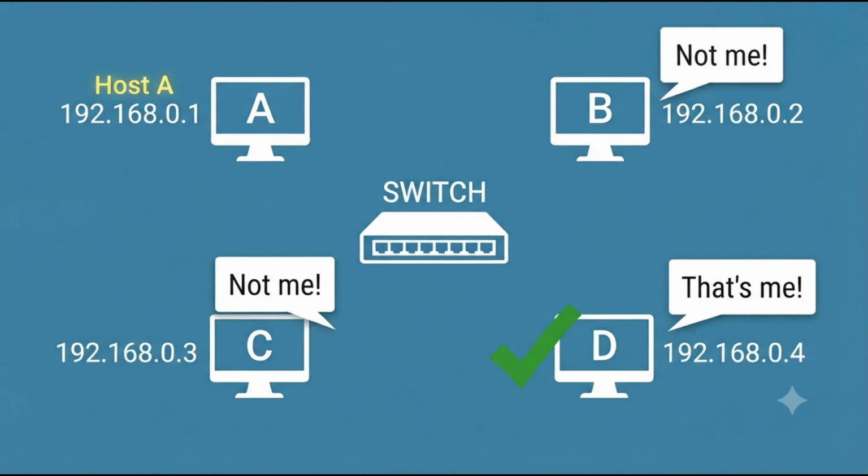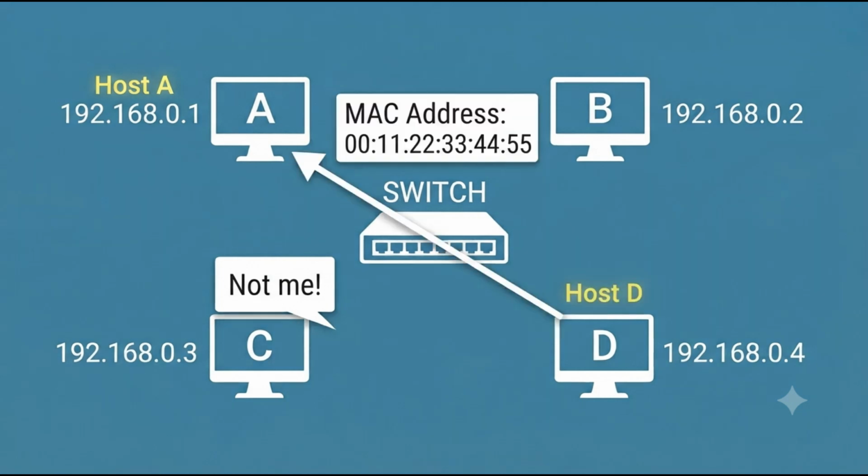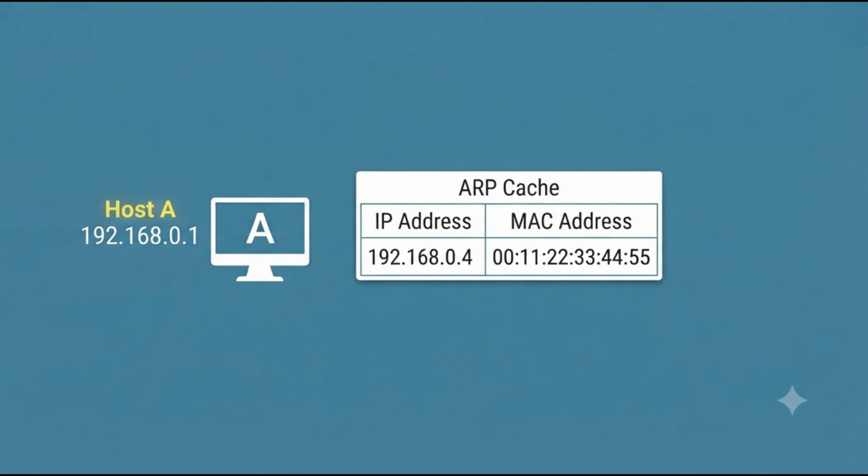Each device examines the request. Host B compares the target IP with its own, finds no match, and discards the request. Host C does the same. Host D recognizes that the requested IP matches its own address. Host D then sends a unicast ARP reply directly to host A containing its MAC address. Once host A receives the reply, it stores the IP to MAC mapping in its ARP cache.